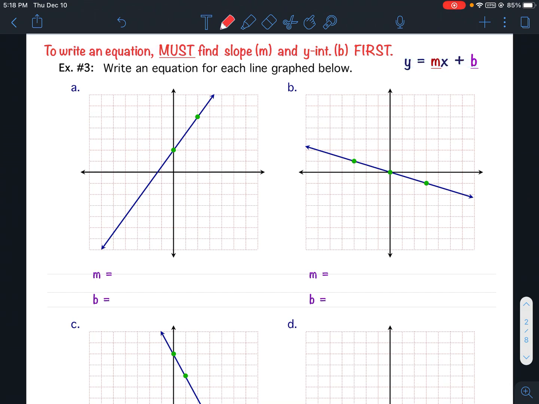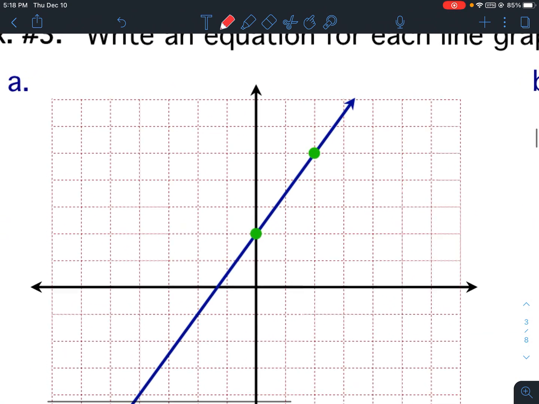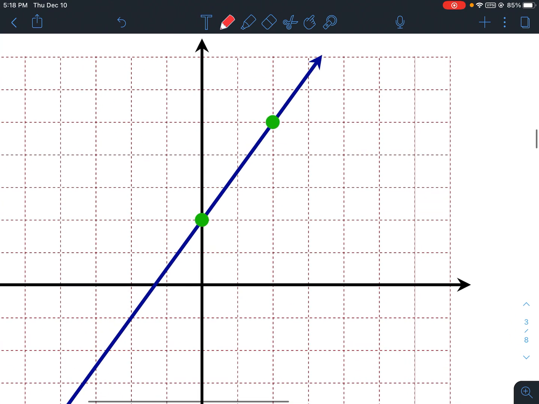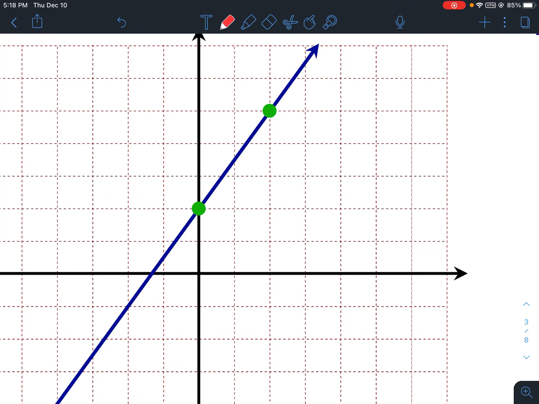So, looking at A, I picked 2 points on the graph. Why did I pick this point right there? Well, I picked that point because that's where the line crosses the y-axis. And if that's where the graph crosses the y-axis, then that is our y-intercept.